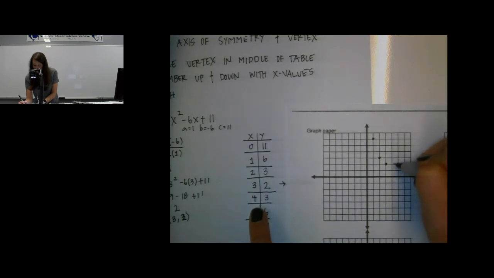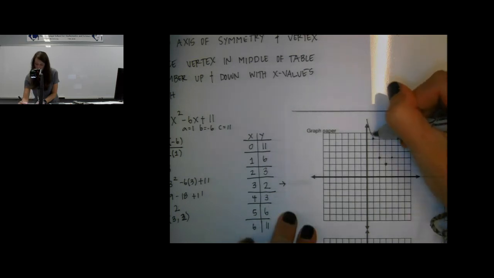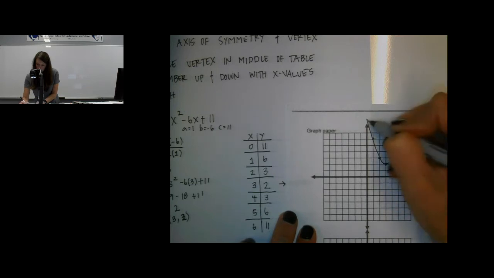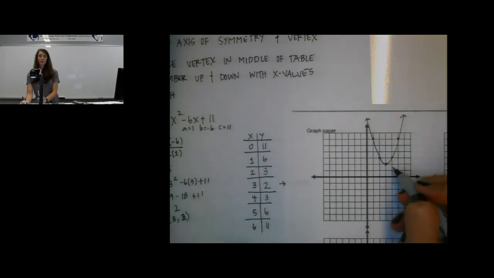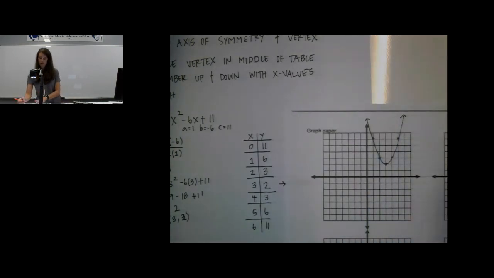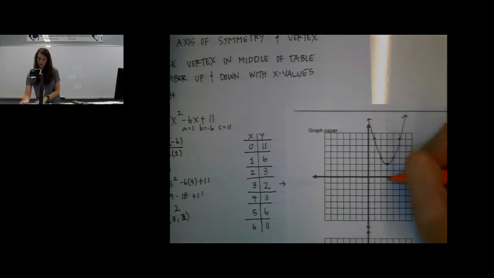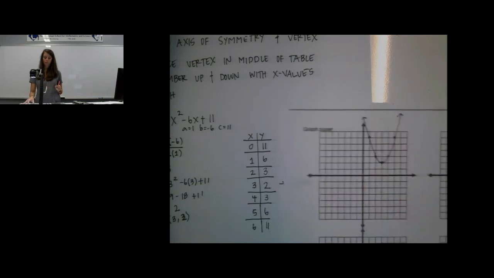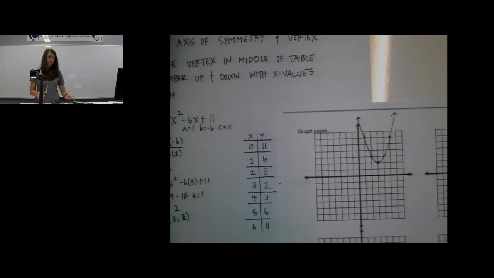At 4, we will be at 3, and then 5 we will be at 6, so it's going to be a U-shaped graph, and this is my vertex here. See how it's right here? This is your axis of symmetry, right? So it looks the same on the right as it does on the left there. Okay, good deal.